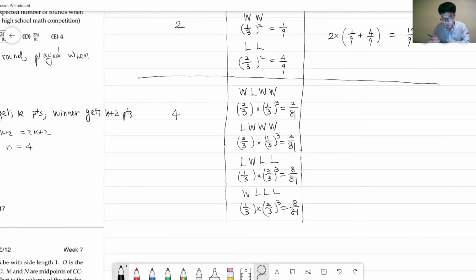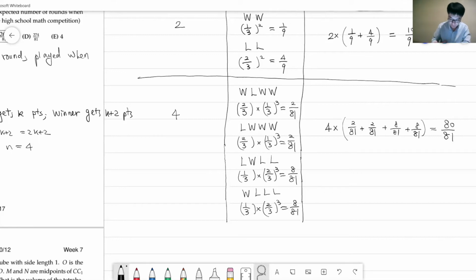Okay, and now let's calculate the total probability. The total probability is 2/81 plus 2/81 plus 8/81 plus 8/81. Okay, this is the probability that the total number of rounds played is equal to 4. And then the contribution of this case to the whole expectation is 4 times this probability. So this equals 80/81.